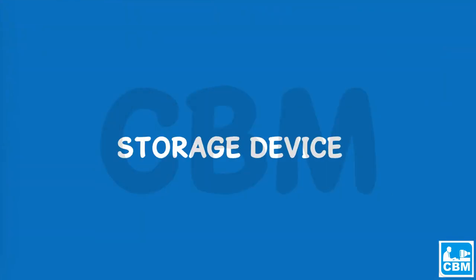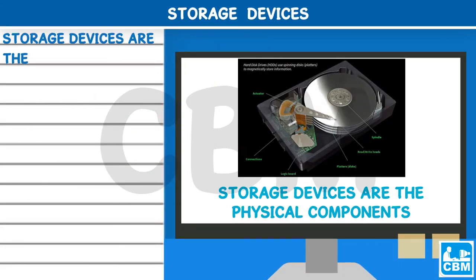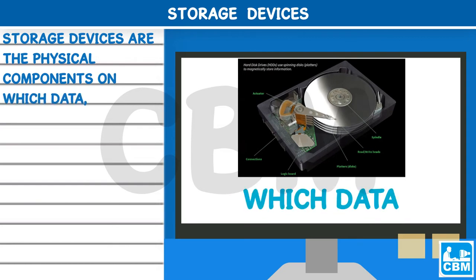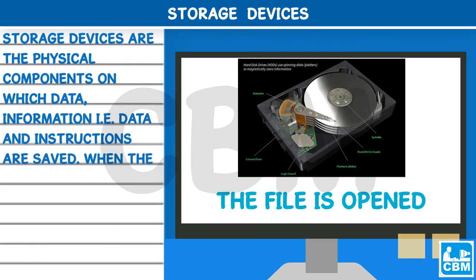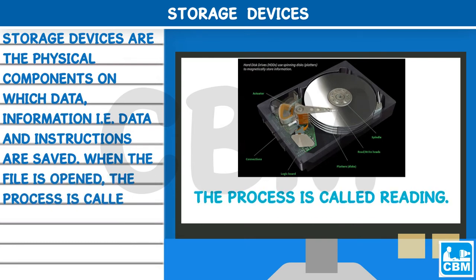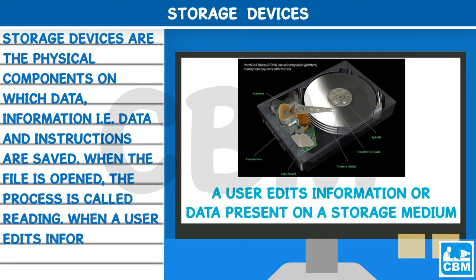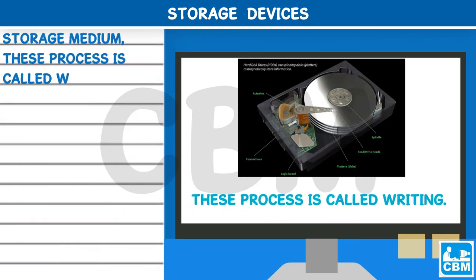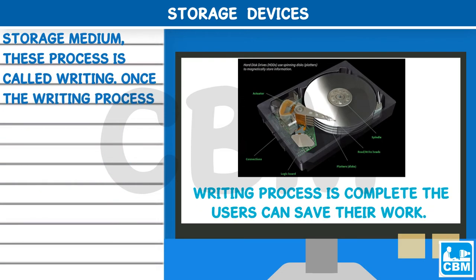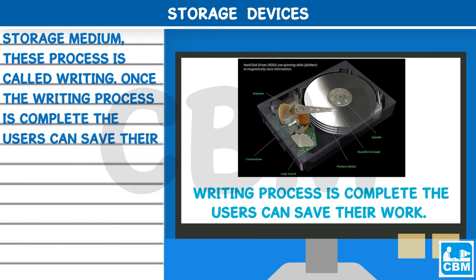Storage devices. Storage devices are the physical components on which data and instructions are saved. When a file is opened, the process is called reading. When a user edits information or data present on a storage medium, this process is called writing. Once the writing process is complete, the users can save their work.